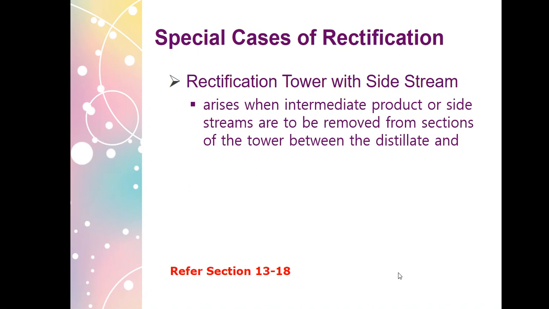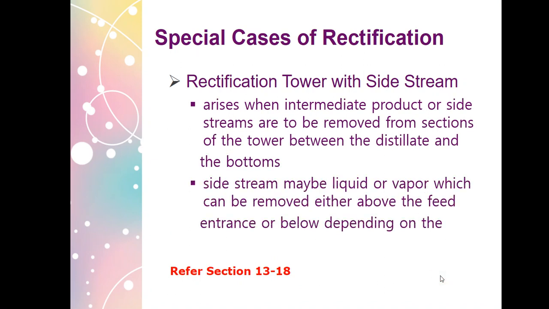Now, what about rectification with side stream? Though this is not covered, just for your information. There are rectification processes wherein there is a side stream. This arises when intermediate products or side streams are to be removed from sections of the tower between the distillate and the bottoms. Meaning, the removal of the product in actual industry application is not always on the top, or after the vapor has been fully condensed by the condenser.